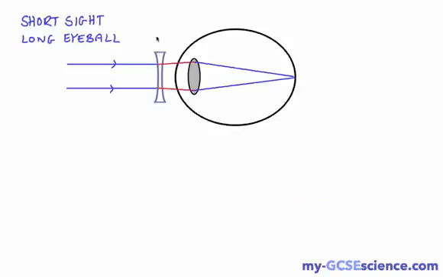So if we use a diverging or a concave lens, that will spread the light rays out a little bit. I've done them in red here. They don't actually change color, but this is just so you can see. The light rays are spread a little bit, they are diverged, so that the image will then focus correctly on the retina, and you'll see a much sharper image of what you're looking at.